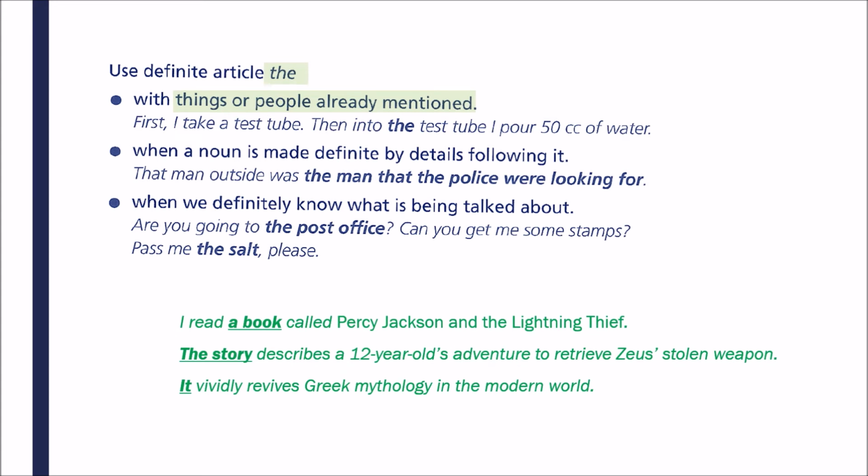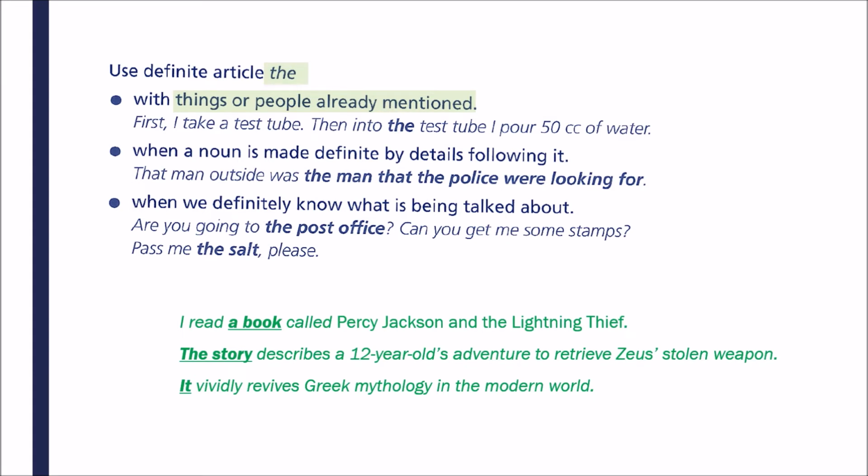If I just started talking and I haven't mentioned any books yet, I would say, I read a book called Percy Jackson and the Lightning Thief. If I go on talking and I want to tell you something about this book that I just mentioned to you, I can say the book or the story in this book describes a 12-year-old's adventure to retrieve Zeus's stolen weapon.